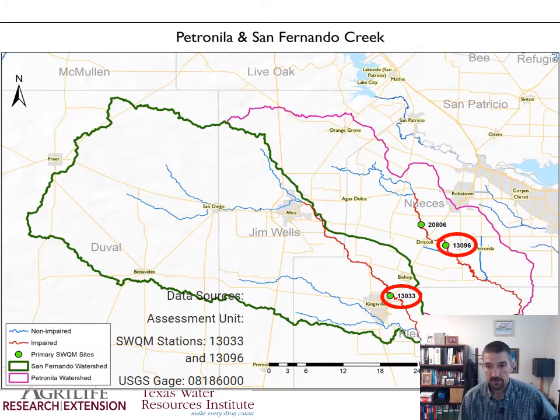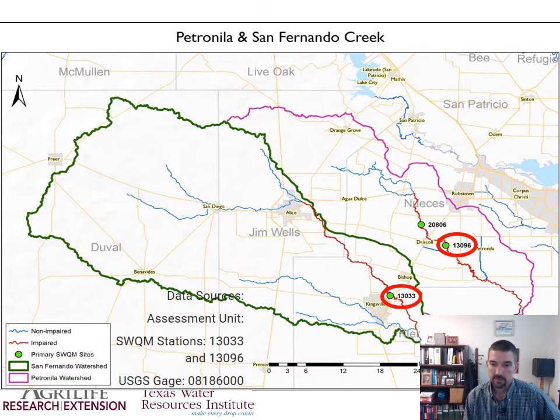Other thing is that if you look at the concentrations reported by the state in their every other year water body assessments, the difference between the recent geometric mean and the water quality standard is much greater at that station 13096.